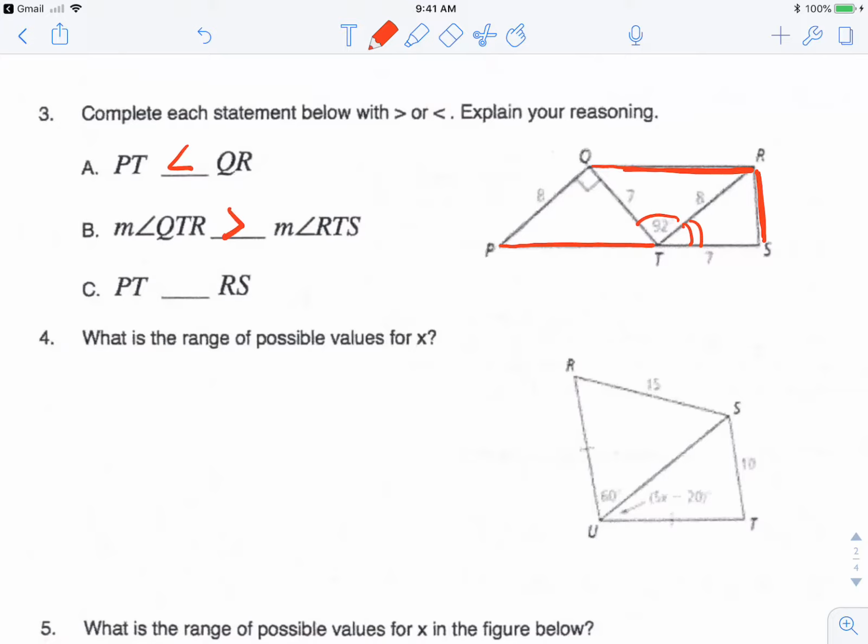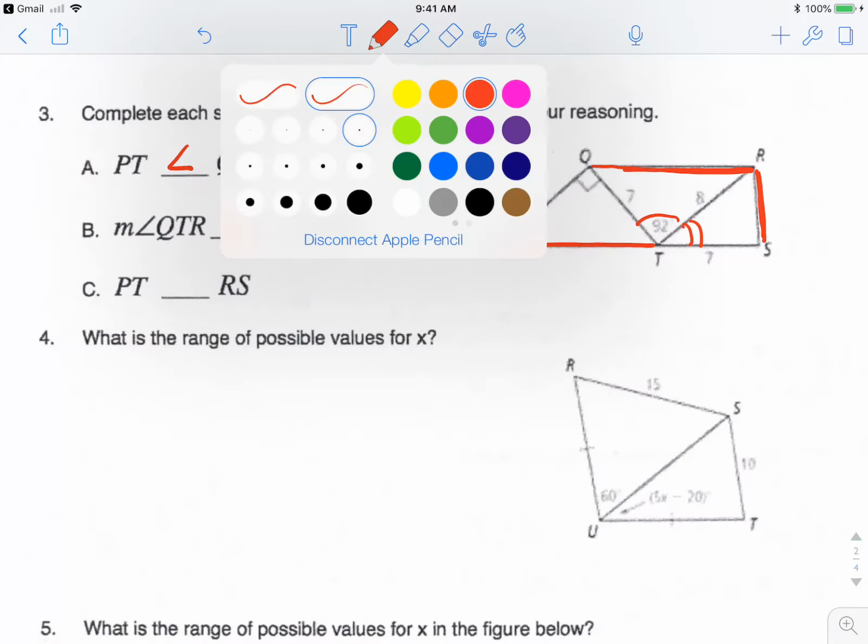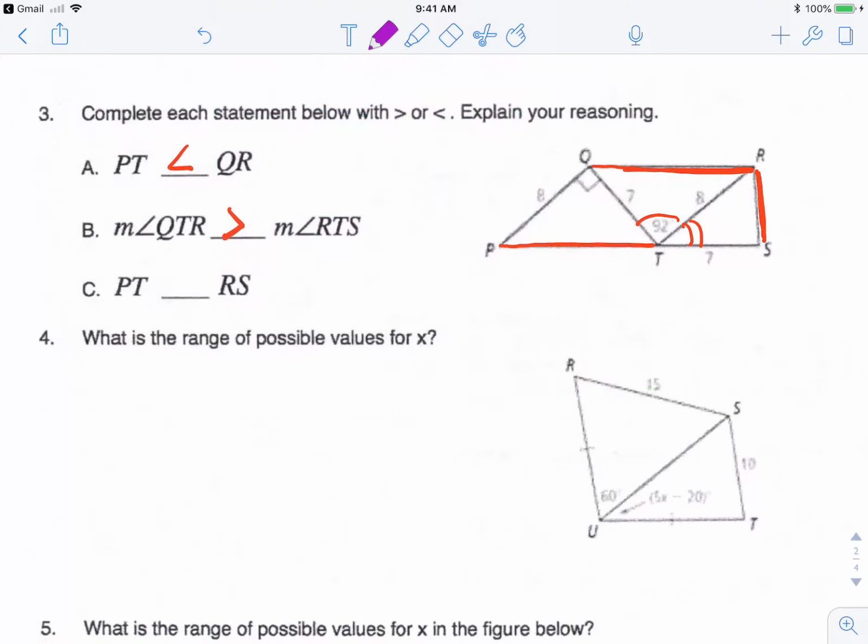We also look at PT and RS. So PT and RS, let's change colors on that one. So we have PT, RS.